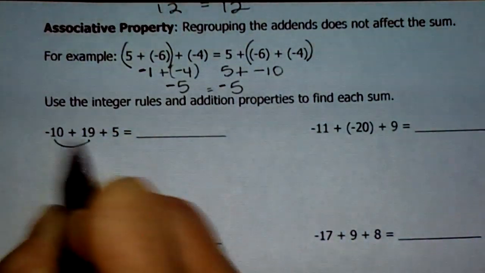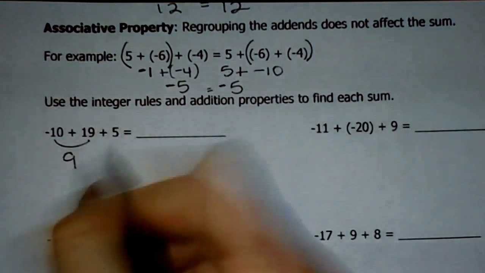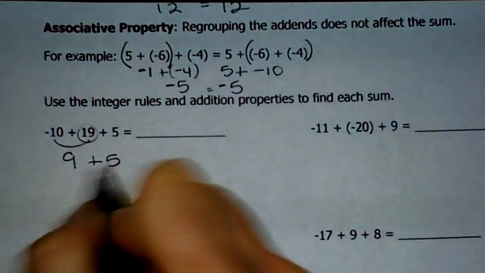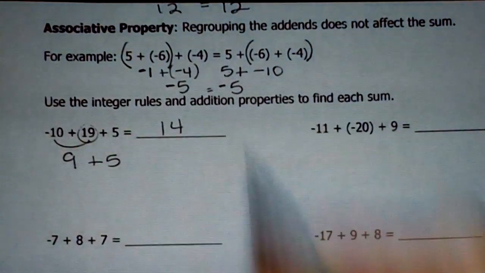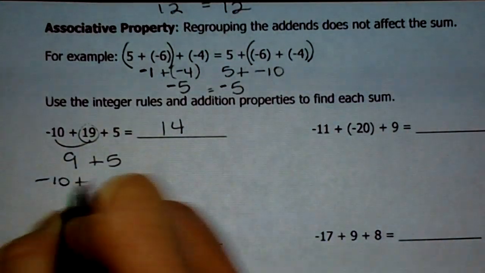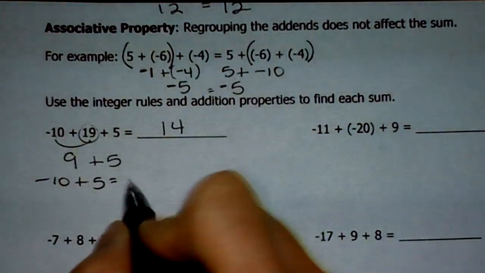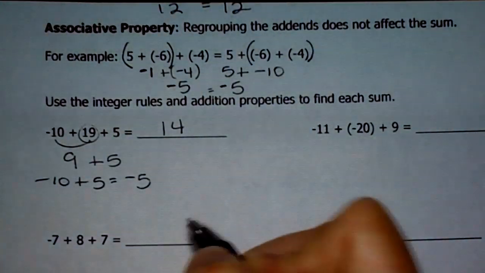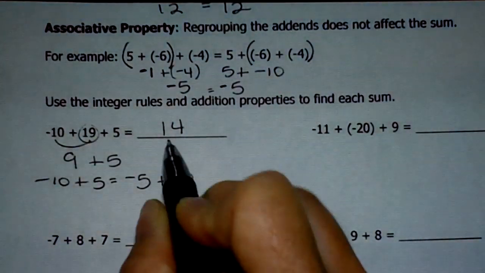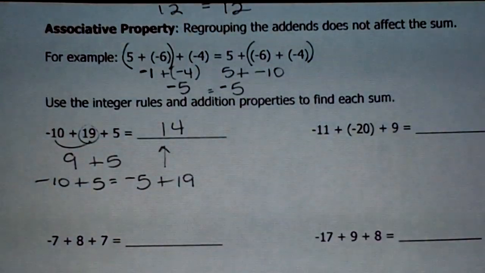So if I add the negative 10 plus a 19, one of each means subtract the digits, take the sign of the greater. I still have plus 5 left. 9 plus 5 is 14. If you wanted to add the negative 10 plus the 5 first, you could have. Negative 10 plus 5, that's negative 5, right? And I still have to add that 19. Negative 5 plus 19? Subtract the digits, take the sign of the greater. 14 also. That's what I mean by order doesn't matter.